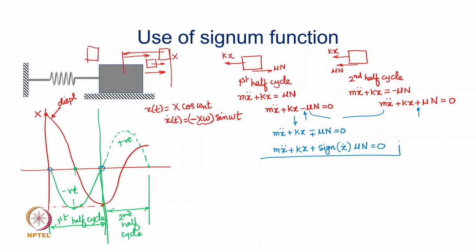So this is basically the way I represent the governing equation of motion for Coulomb damping in a single equation, making use of the signum function. And that is the way, in the initial discussion, we saw that the dissipating force Fd was written as mu N sign of x dot. That was written essentially to account for the sign of the friction force. So this is the governing equation of motion for the entire cycle.